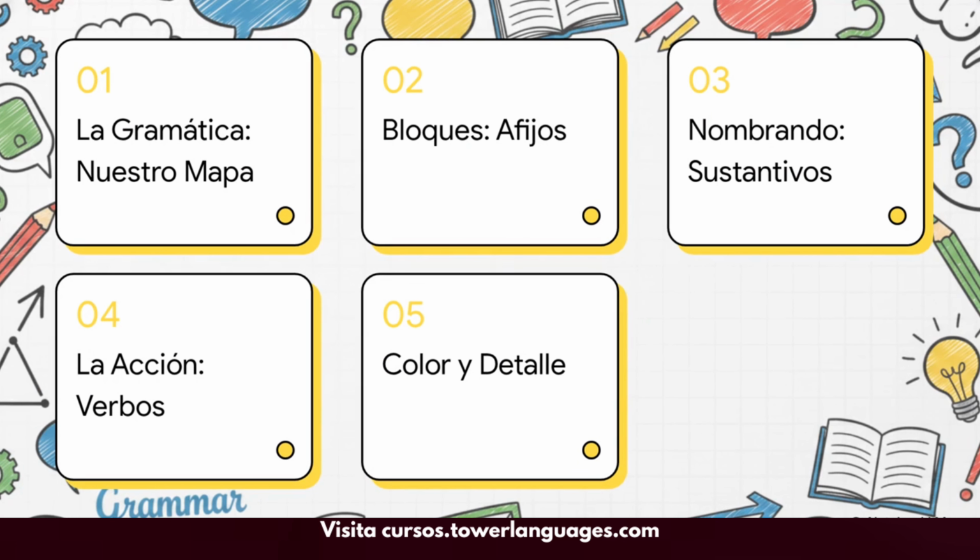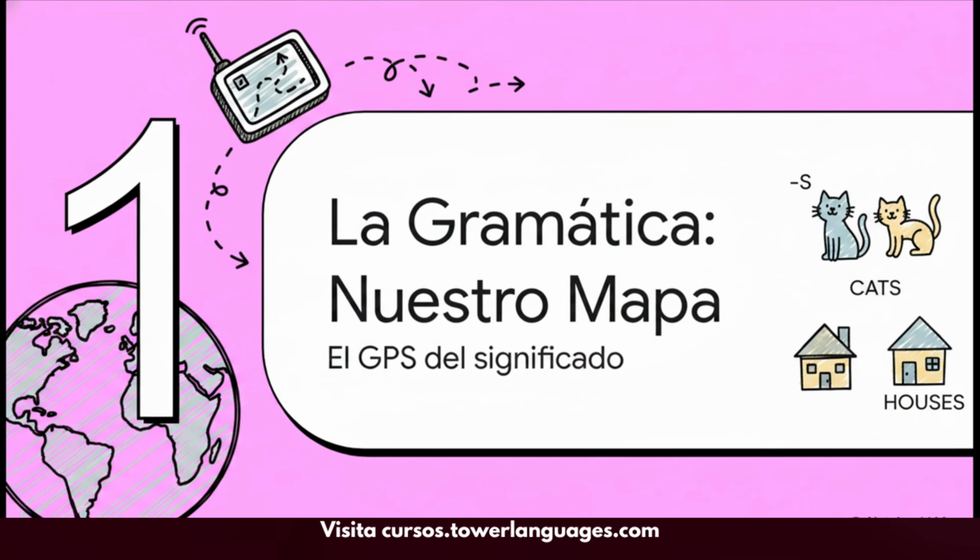So here's our game plan. We'll start with grammar as our map. Then we'll look at the little building blocks, affixes. After that, we'll get into nouns, the words that name everything. Then verbs, the words that make things happen. And finally, we'll talk about adding all that color and detail. All right, first stop, our grammar map.